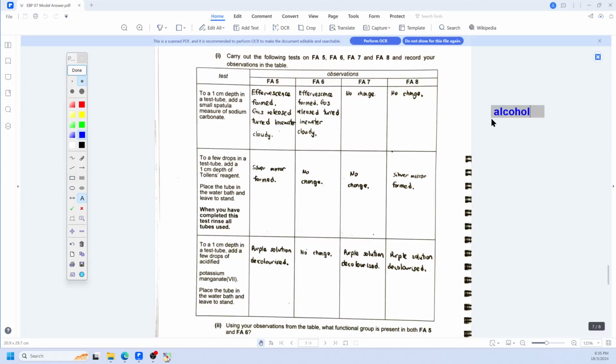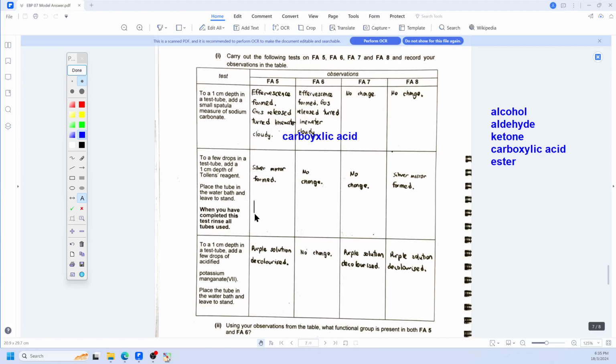If it is carbon, hydrogen, oxygen, you only have a few potential functional groups: alcohol, aldehyde, ketone, carboxylic acid, ester. These are the possible ones. Because FA5 and FA6 reacted with sodium carbonate, there is a high chance they are carboxylic acids.